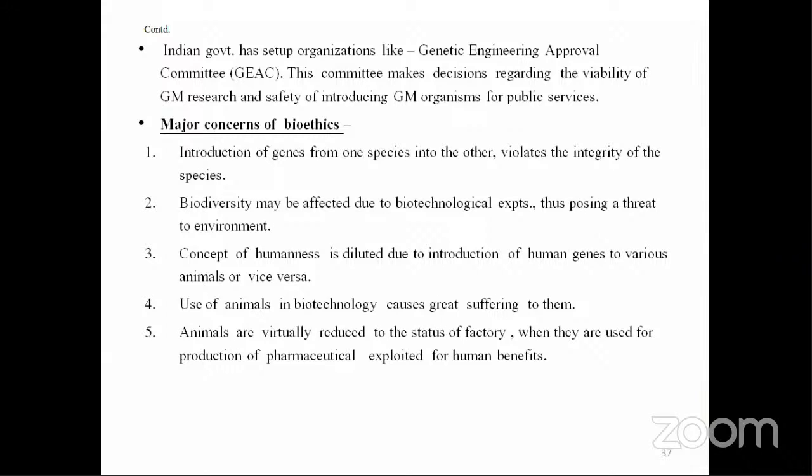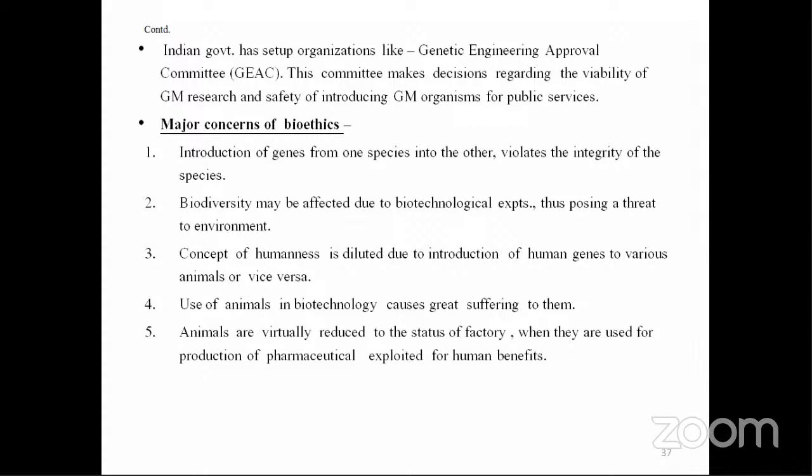So to take the safety measures, it will study properly and see how much it is useful, and whether it will harm any creature in the environment or whether it will disturb our environment. So this committee will decide. And the name of the committee is Genetic Engineering Approval Committee. Whatever genetically engineered products are there will be approved by this particular committee. So Genetic Engineering Approval Committee, GEAC. Fine. The major concerns of bioethics are: the introduction of genes from one species into the other violates the integrity of the species. Then biodiversity may be affected due to biotechnological experiments, thus posing a threat to the environment. So these are the major concerns this approval committee takes into consideration.